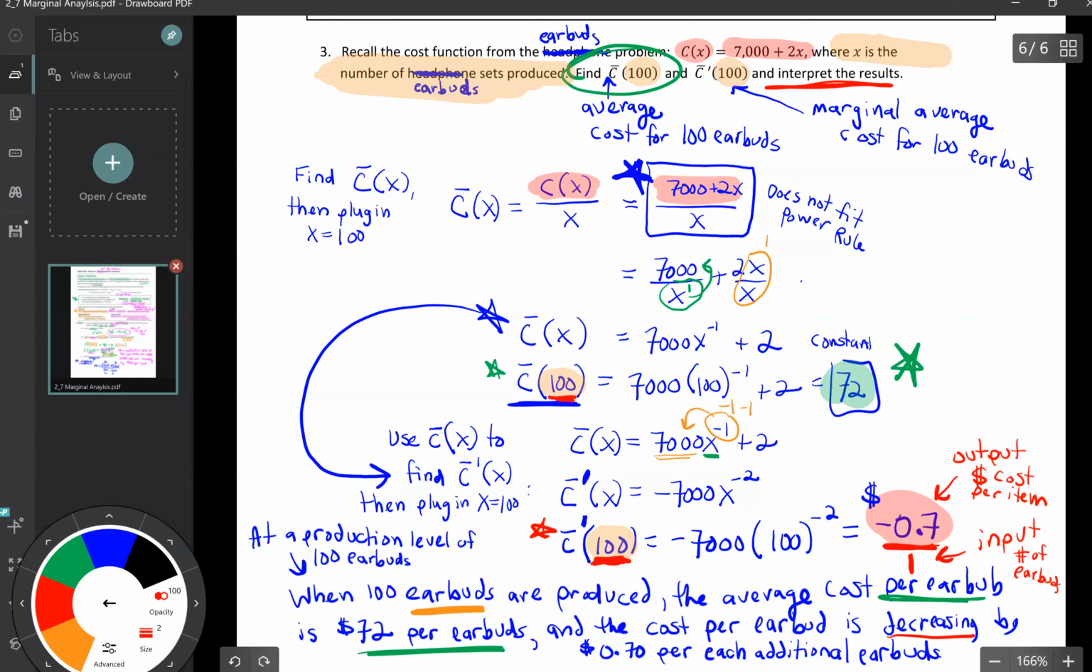So be careful, if you already use the word decreasing, don't put a negative in your number, because then you get a double negative. Decreasing is this negative symbol. So decreasing took care of that negative symbol. It's decreasing by 70 cents per each additional earbud we make. Or something like that. I don't know.